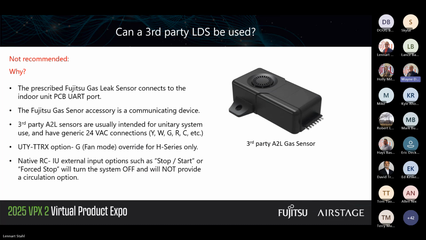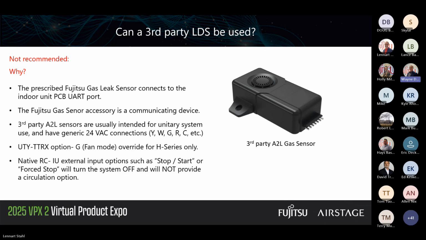Can third-party LDS sensors be used? Ooh, this is a good one. Well, it's not recommended. Why? Because the Fujitsu leak sensor that we offer, or going to offer rather, that connects on the case of H series as well as J series, if it's connecting to the indoor unit, it's done through a UART port. So it's a communicating device. It's not like most generic sensors used for unitary systems where we have your typical 24-volt connections that are interrupted, such as Y, W, G, things like that.